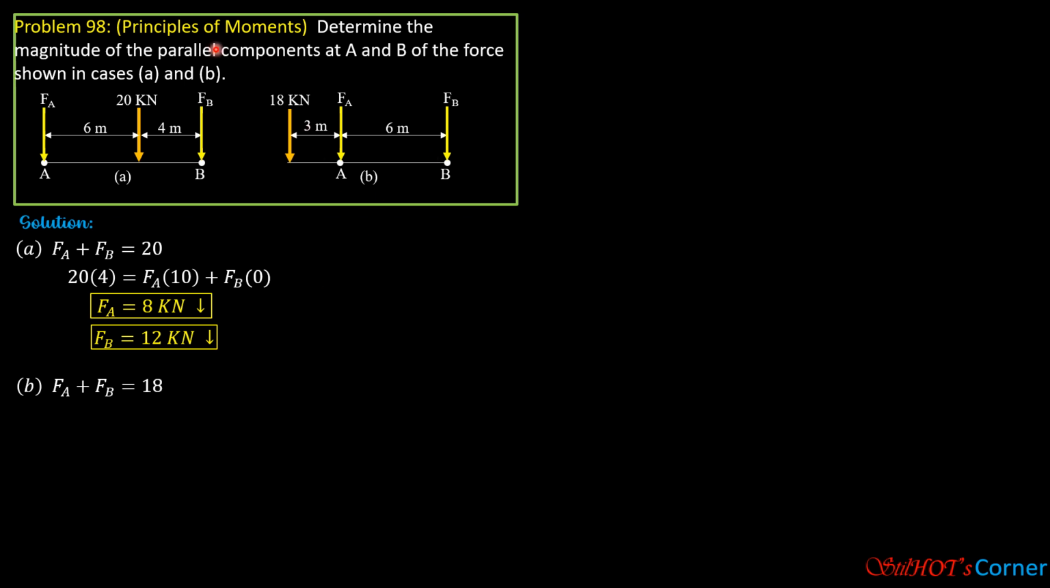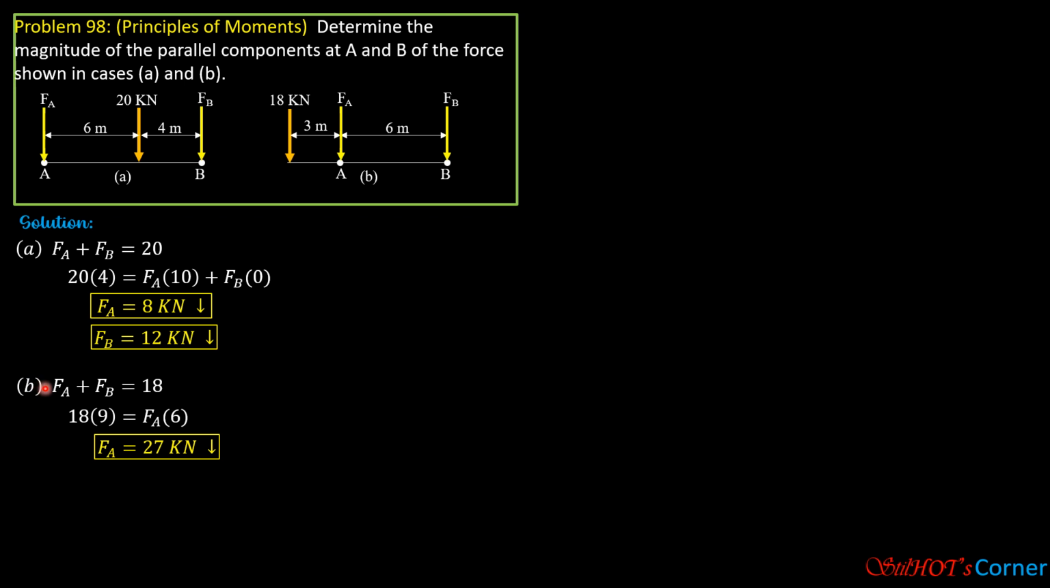And we apply the principle of moments, that is, the moment of the resultant about B is equal to the moment of its components about B. So FA times 6 plus FB times 0, both are counterclockwise. So that is 18 times 9 for the resultant. 18 times 9 is equal to FA times 6 plus FB times 0. I'm not showing FB times 0 anymore, anyway, it's 0. So from here, we can solve for FA, and FA is equal to 27 kilonewtons downward.